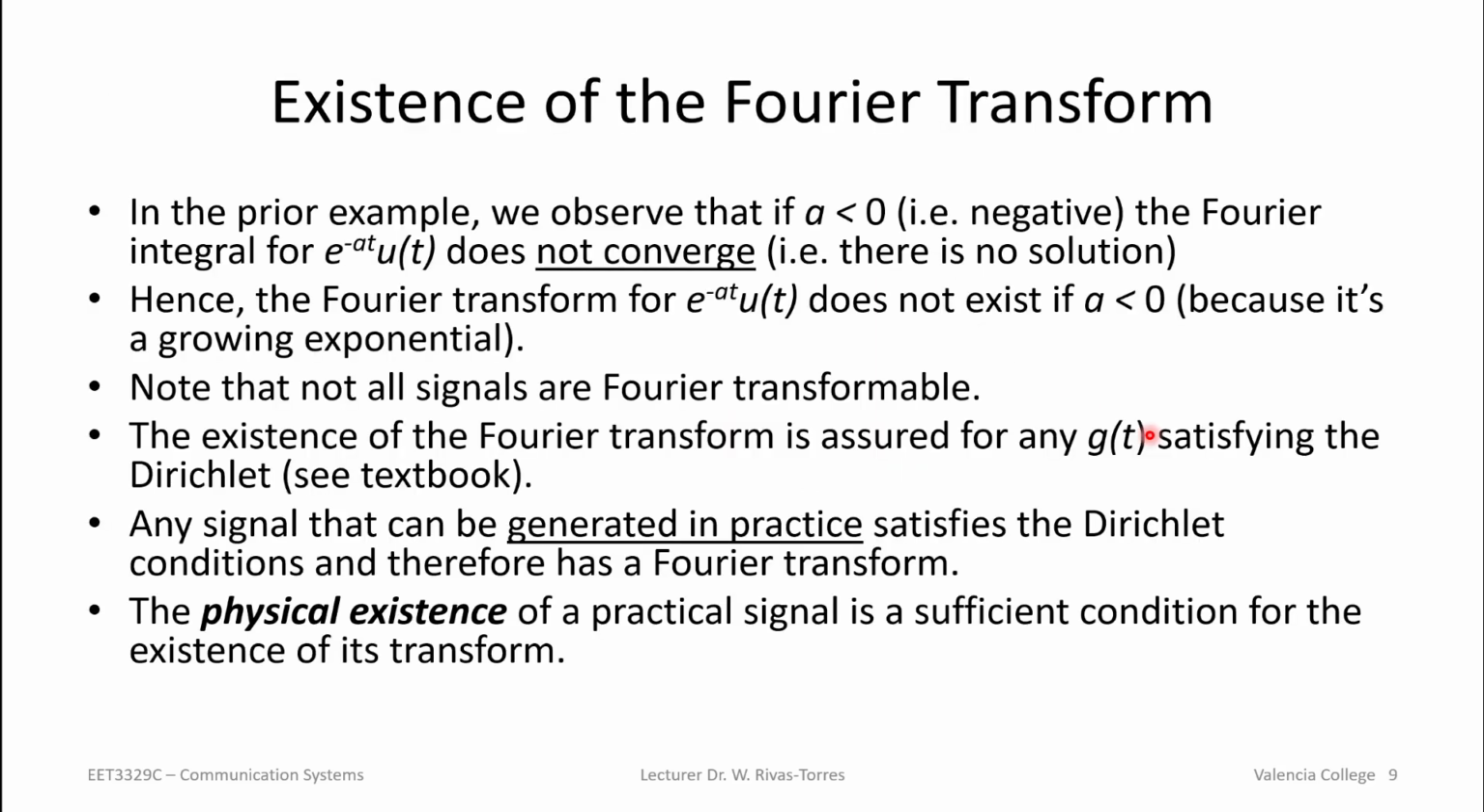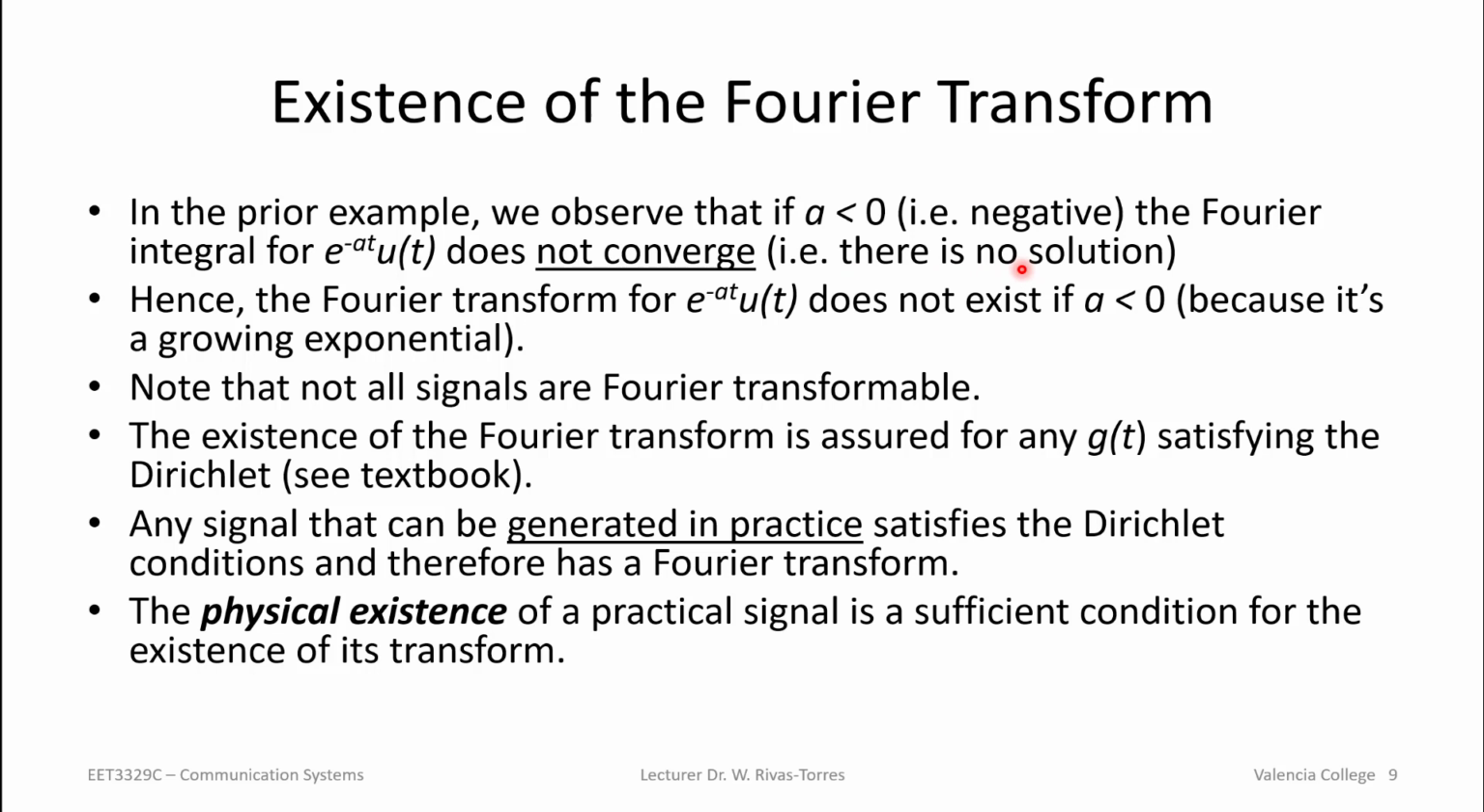All right. Now, let's talk about the existence of the Fourier transform, because it doesn't always exist. It depends, right? Like most things in life. So if you look at the prior example and you have a less than 0, that is negative, then when you try to do the integral, you'll notice that it doesn't converge. And when we say that something does not converge, what that means is there's no solution. It doesn't reach a solution, right?